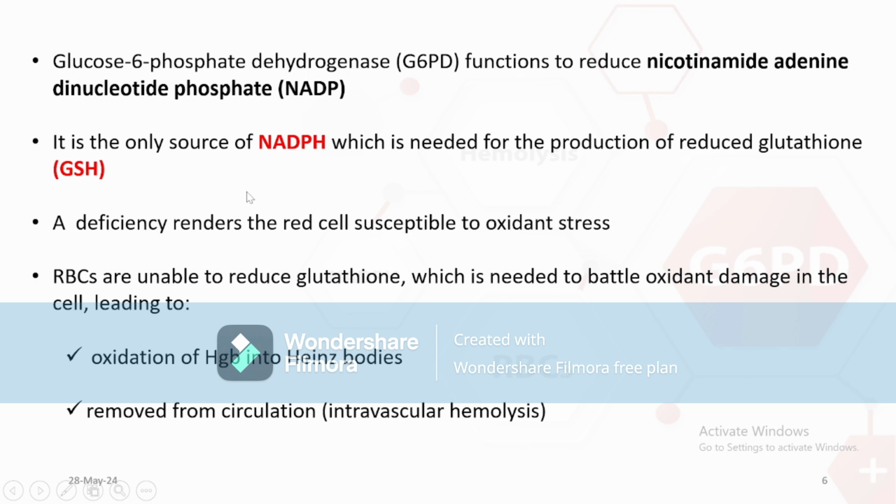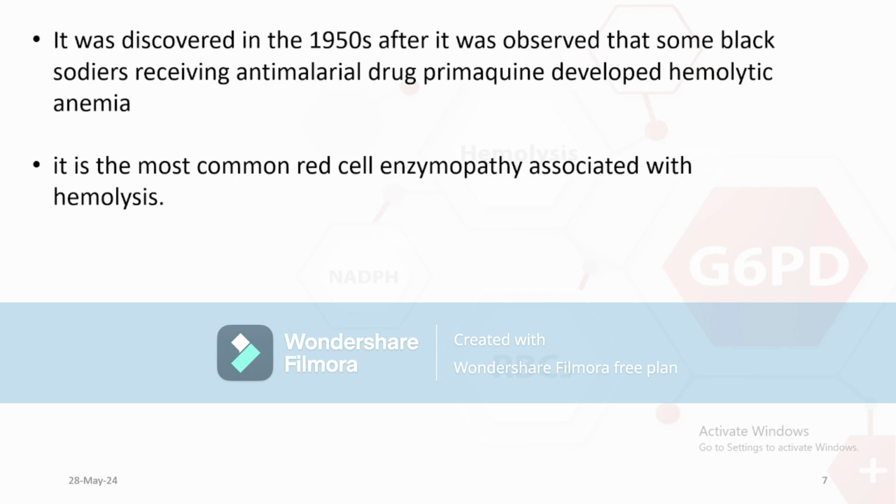So once we don't have glutathione, it makes our red cells susceptible to oxidant stress, and then it leads to damage. There's precipitation of hemoglobin into Heinz bodies, which are therefore removed from circulation, which we call intravascular hemolysis. And so it is very important.